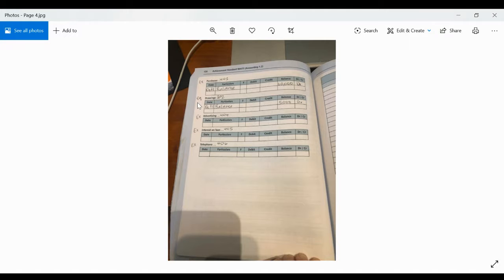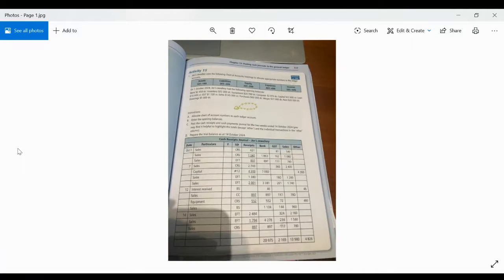Drawings is equity. Okay, so drawings is when the owner withdraws money from the business for their personal use, or they withdraw goods for their personal use. Advertising is an expense. Interest on loan is an expense. So that's the bank charging us money or charging us interest because we have a loan with them. Telephone is an expense. Okay, so that's the first part that I go through and do.